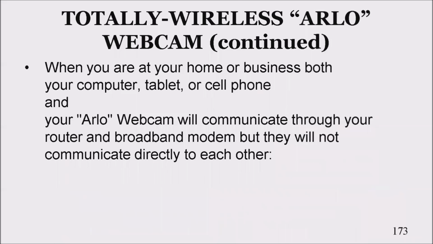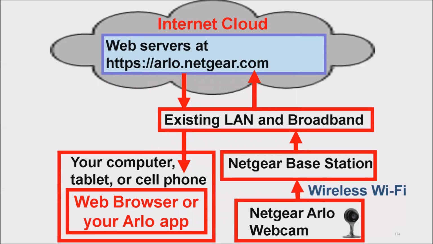If you're home, your camera is communicating through the base station, which is then communicating through your local area network, which is then communicating to the internet. And from there, it goes back to your local area network and back to your web browser or your app on your computer, tablet, or cell phone. So everything depends on your local area network working and the internet working.